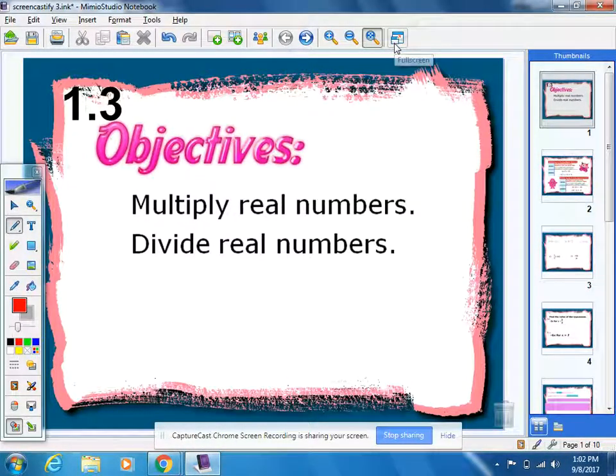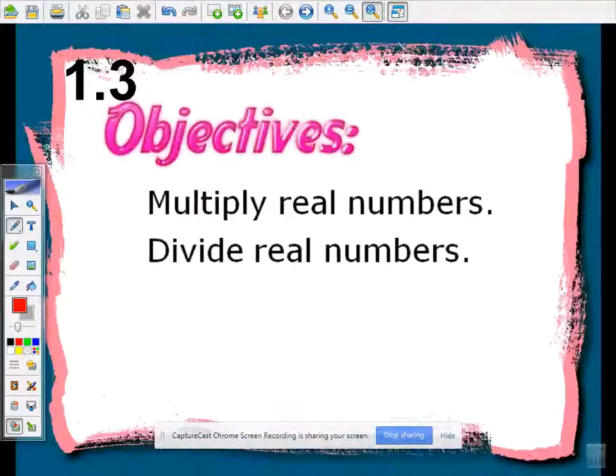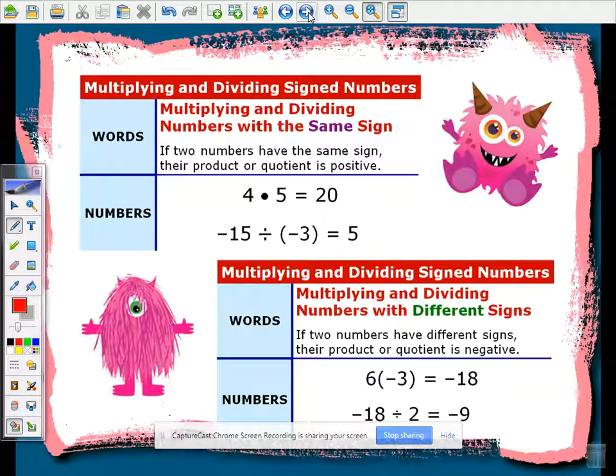Hey guys, we're going to be doing 1.3 today, which is multiplying and dividing real numbers. So let's get started. Hopefully you remember that multiplying and dividing signed numbers has a few rules.